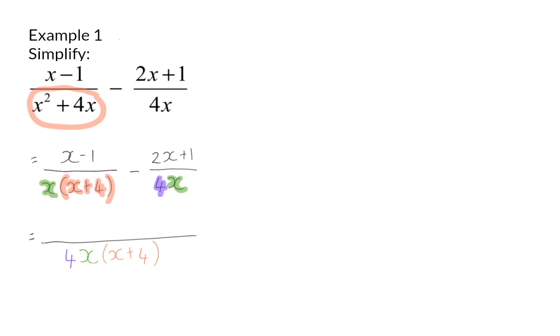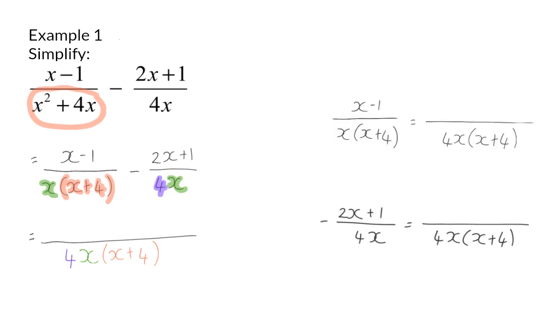Next, we need to determine the equivalent fraction for each of our original fractions with this new common denominator. For the first fraction, the denominator was multiplied by an extra 4, which should then be repeated in the numerator. And here it's important to remember the whole numerator should now be multiplied by 4. And here we now have our new numerator.